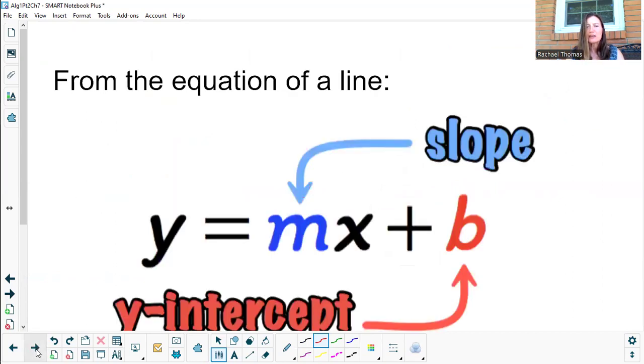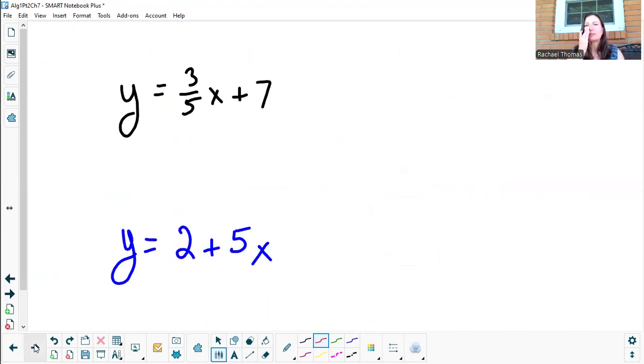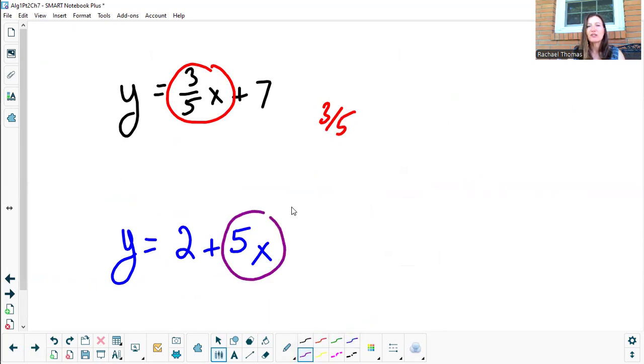If I'm looking at the equation of a line, y equals mx plus b, the slope is simply the number that comes with the x, the number on the x. In this case, the slope is 3/5, and this bottom one, my slope here is 5. It's not always the number that comes first, it's the number that is attached to the x.